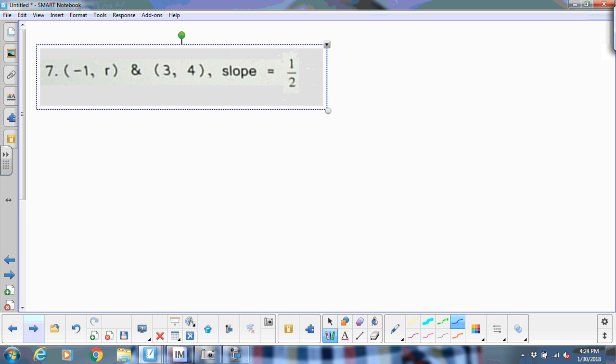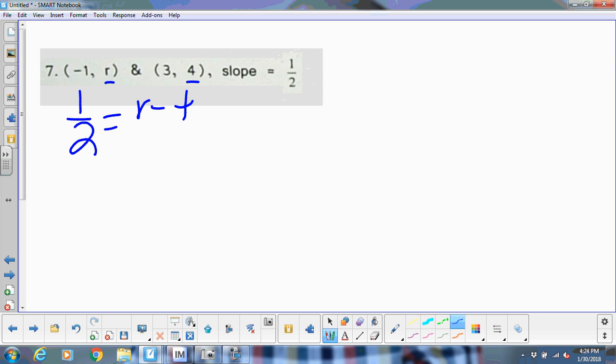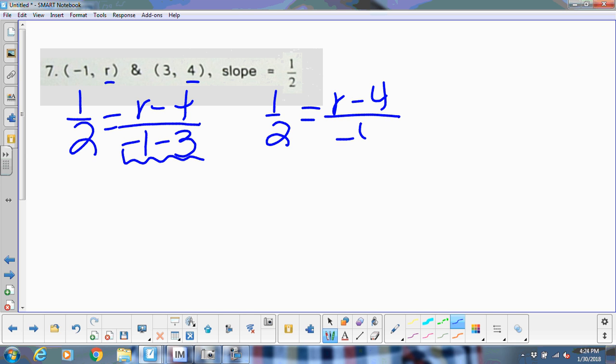All right, we have not done r problems in a very long time, but the reason I threw them in here on this worksheet is because you have done the slope formula on the problems we just did. It's the same philosophy here. So you're going to start with your slope and your y values, r minus 4 over negative 1 minus 3. Now you can simplify here. And then we just cross multiply.